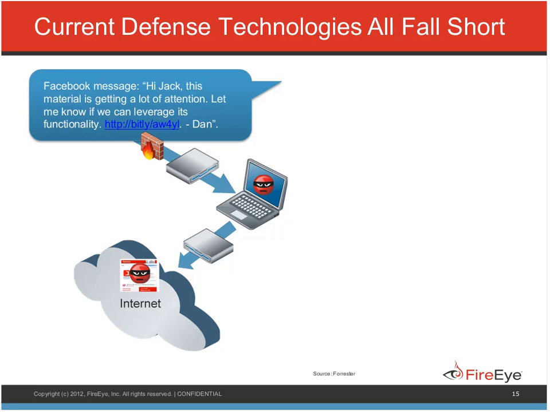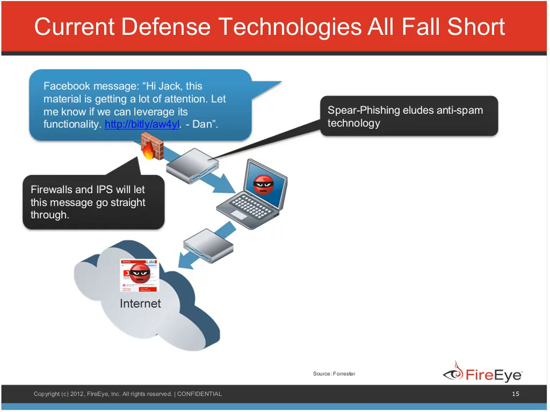And this is why current defense technologies fall short, because something like a Facebook or a Gmail that's going to be encrypted, let's say, is going to go right through your firewall. Spear phishing is going to elude anti-spam technologies very easily because it's going to be personalized in such a way that it says, "Dear Dan, this is something that's going to be super relevant to you," and it's content that normally you would flag as important or good.